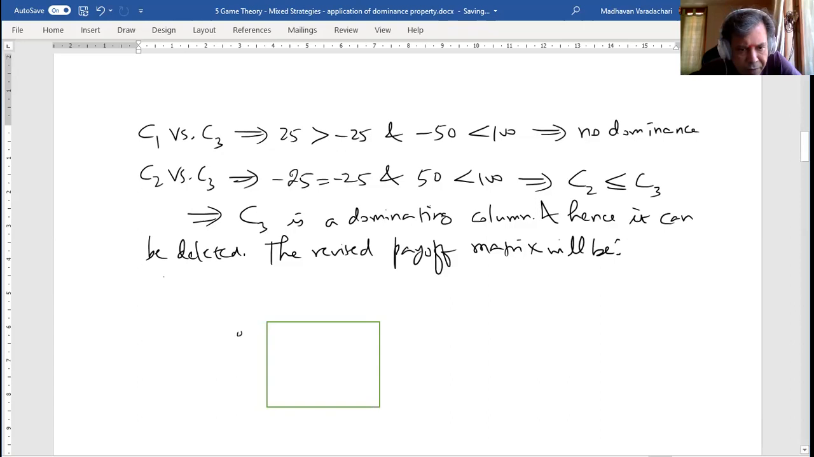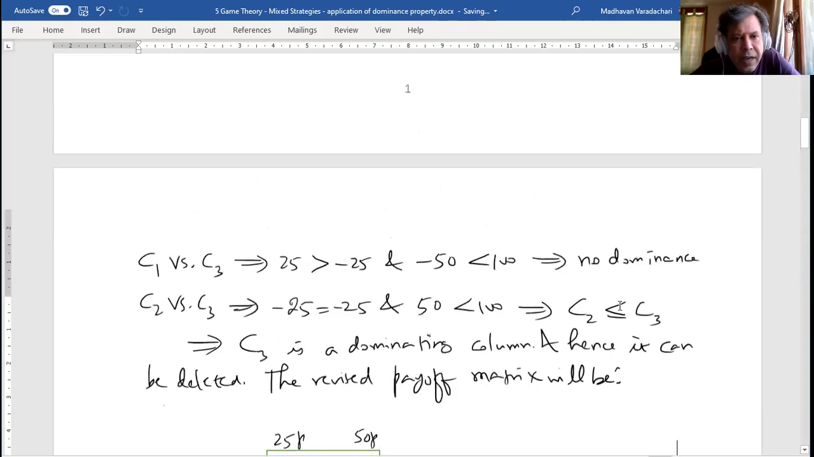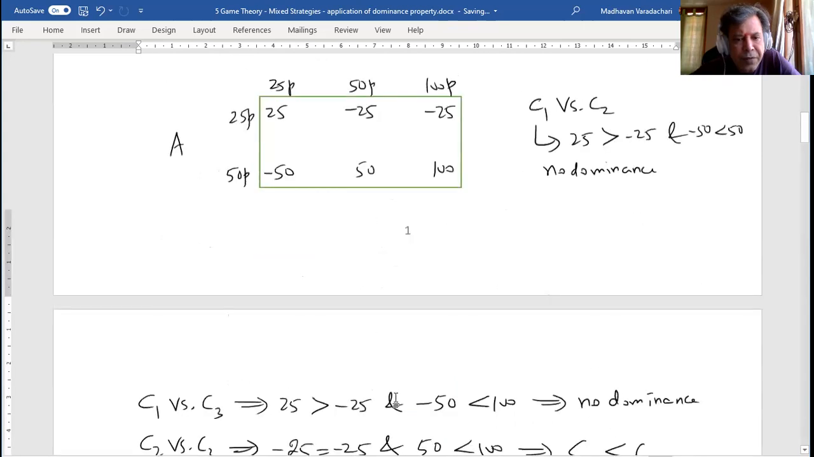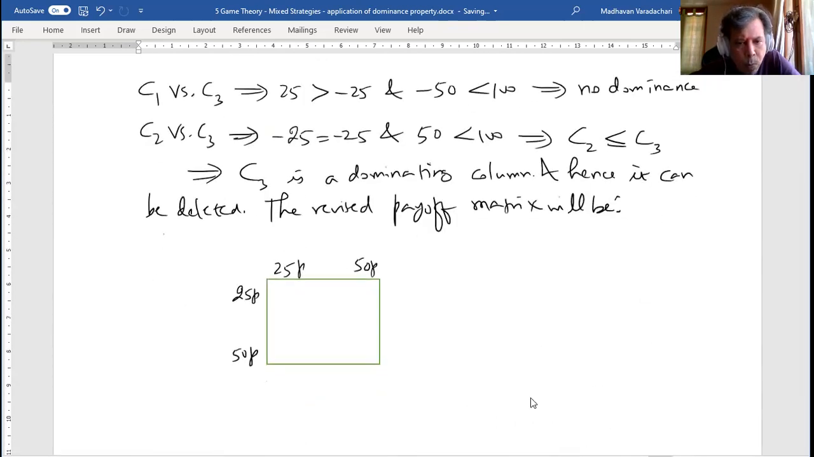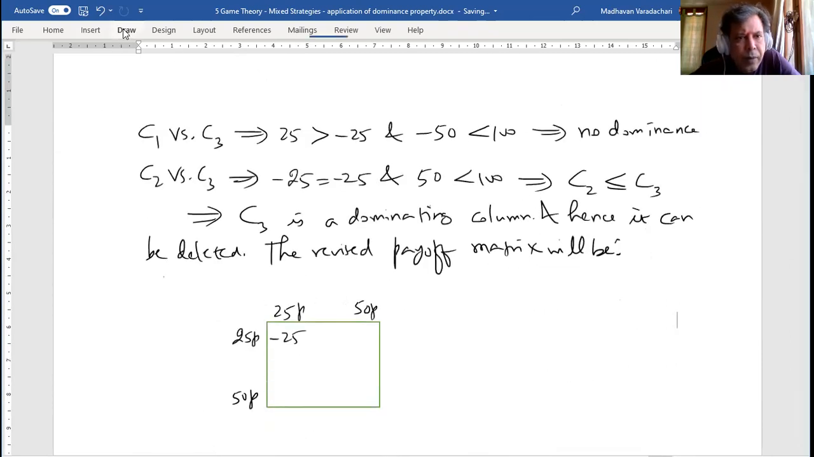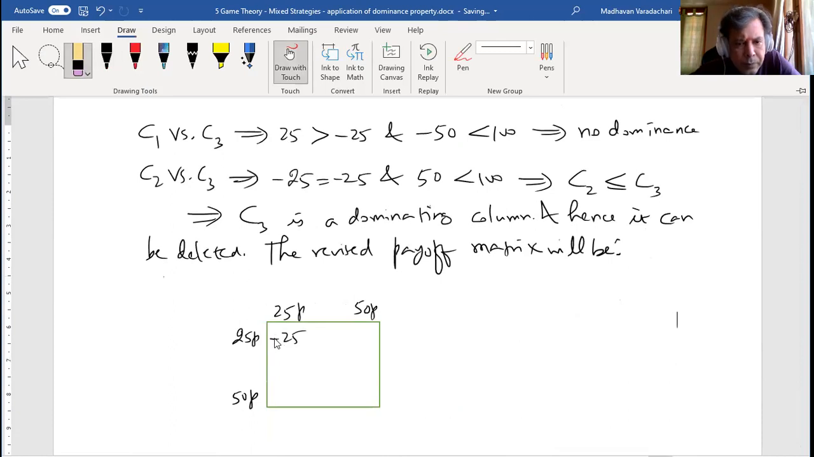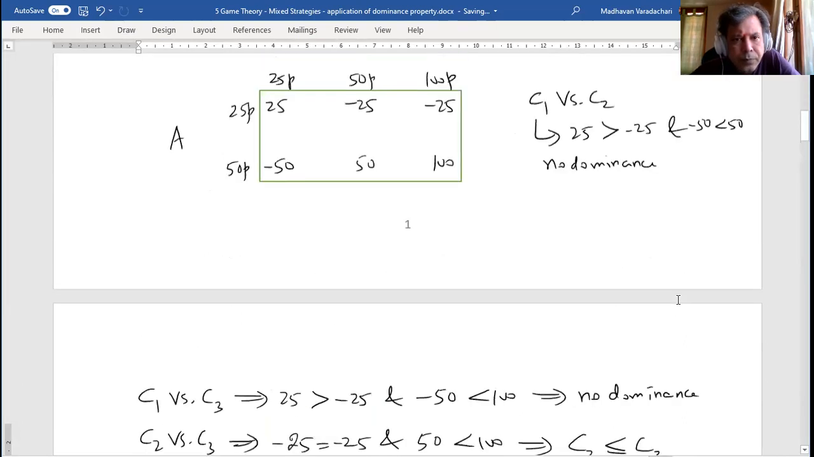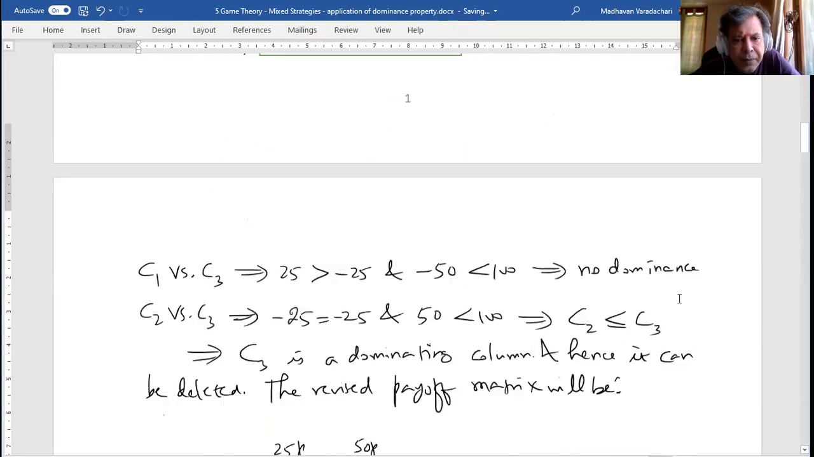Here we will have 25 paise, 50 paise. Here also we will have 25 paise, 50 paise. Now let us write the values. 25 minus 25. Sorry, 25, isn't it? 25, 25, minus 25, and then minus 50, 50.